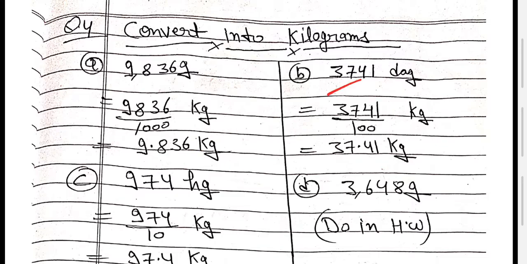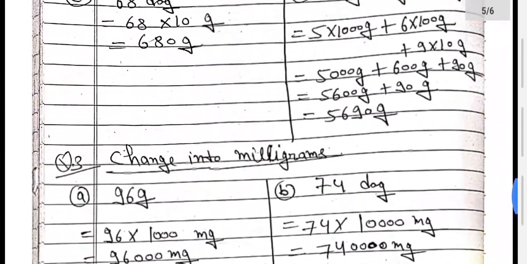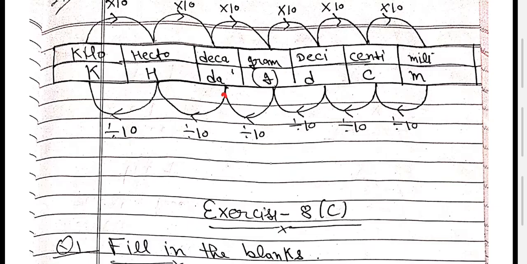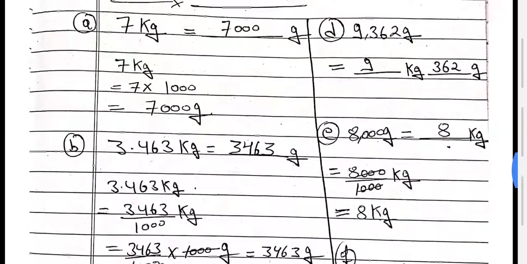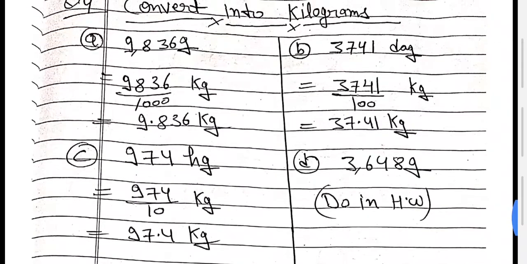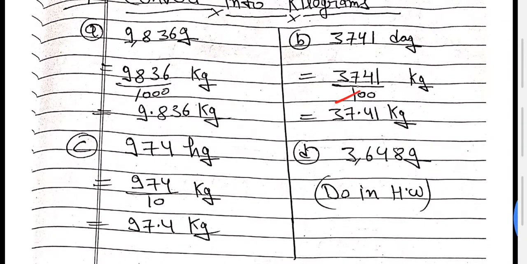B part 3741 decagram. Deca you have to convert into what? Kilo. Now just look at the table once again. Deca here, one step, two steps. So you have to divide it by what? 100. So you have to divide it by 100. 100 means you have to put the decimal after 2 digits. So your answer is 37.41 kilogram.